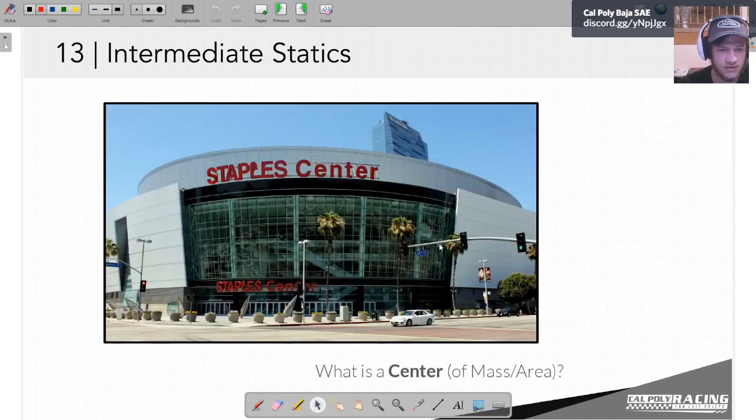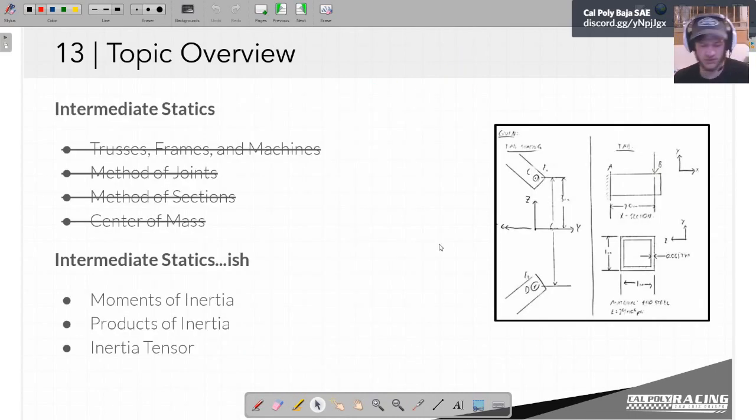Next time, we can start talking about this cool thing called the product of inertia. So I'm going to go ahead and cross this off. I need a thick line. Big ol' line. Cross that off of our list. Woohoo!